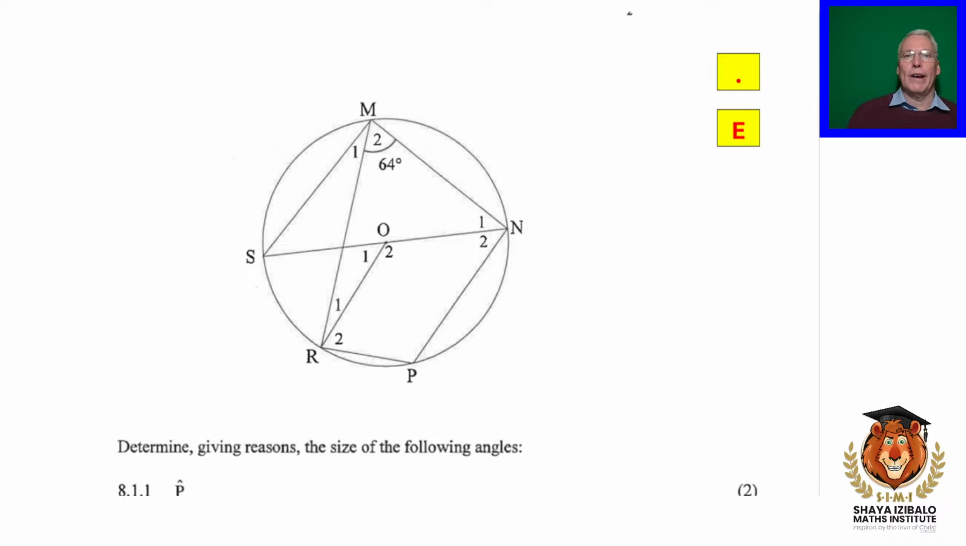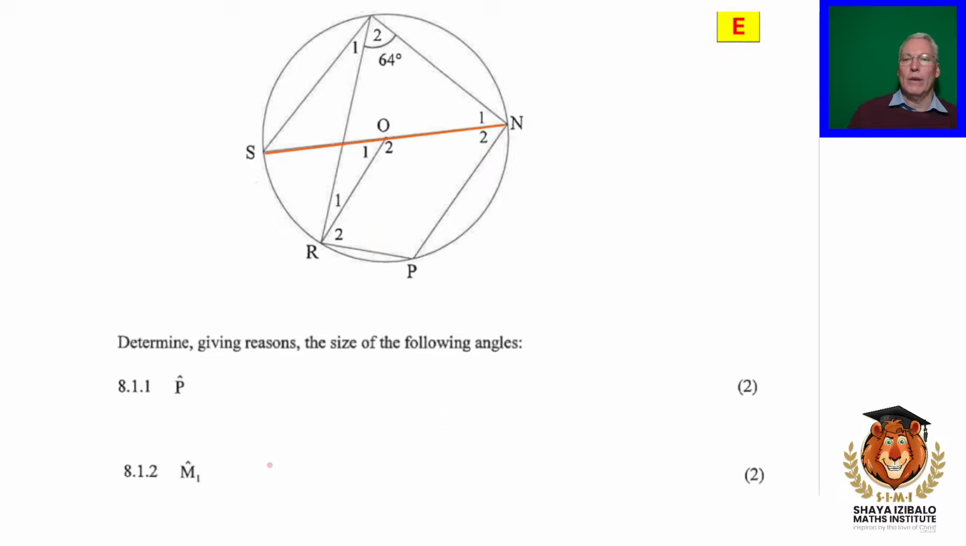Right, this is a fairly simple geometry question. It tells us that we've got a cyclic quad. It tells us that we've got a diameter. So this line over here is a diameter, this orange line. Okay, and we've got a radius and we've got a 64-degree angle. It says give reasons, the sizes of the following angles. Well, angle P. All right, well, angle P is in fact in a cyclic quad. All right, there's a cyclic quad basically from R to M to N to P back to R. Okay, not very well drawn.